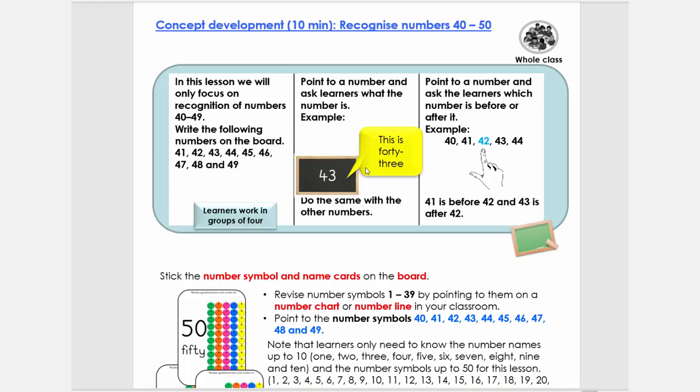You can also write it on a piece of paper. Then you're going to write all the numbers in sequence or only a few of them. And then you're going to point to one number and ask what is before or after 42. And the learners will answer that 41 is before 42 and 43 is after 42.